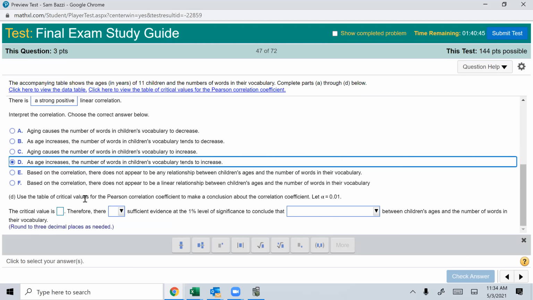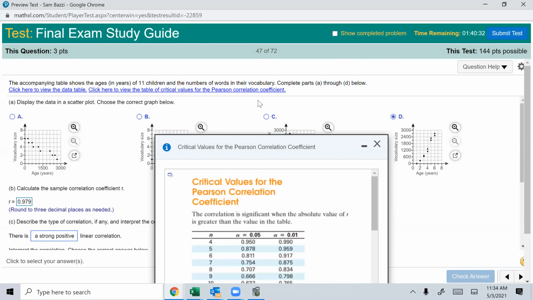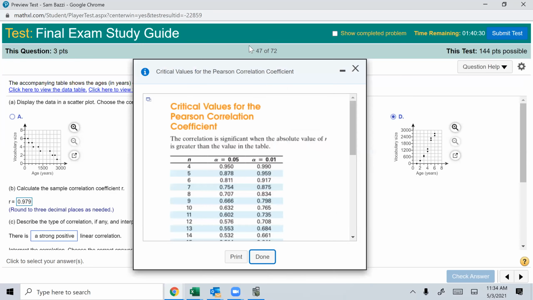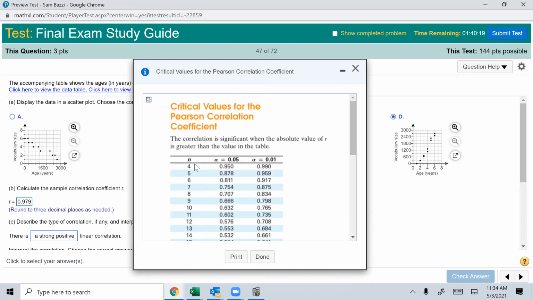Now use the table of critical values for the Pearson correlation coefficient to make a conclusion about the correlation coefficient. Let alpha equal 0.01. So let me bring the table up, guys, and show you how to use this table. Okay, so what's n here? I forgot how many we had. 1, 2, 3, 4, 5, 6, 7, 8, 9, 10, 11. Okay, so n is 11.